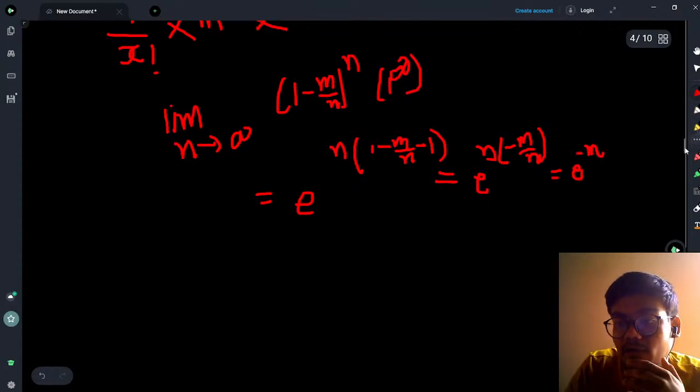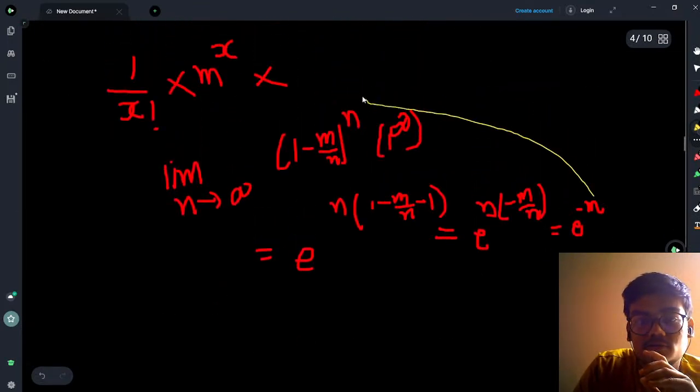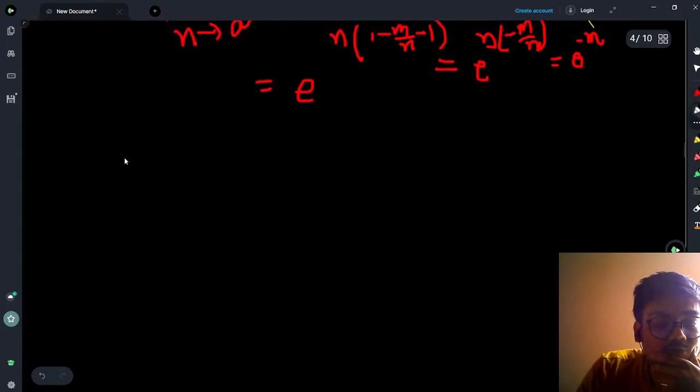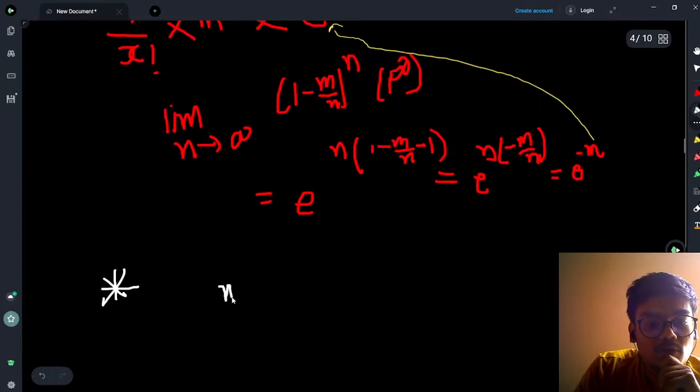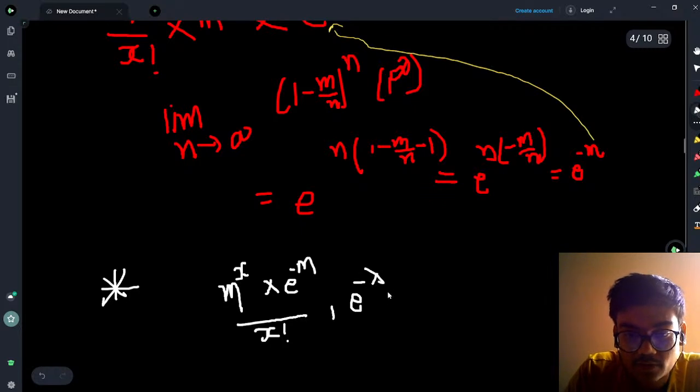Now let me write the final equation that we are getting. Just replace here e raised to minus m. So what's the final equation of the Poisson distribution? The final equation of the Poisson distribution is m raised to x into e raised to minus m upon x factorial. Here m, or you can also write it as e raised to minus lambda, lambda raised to x upon x factorial.